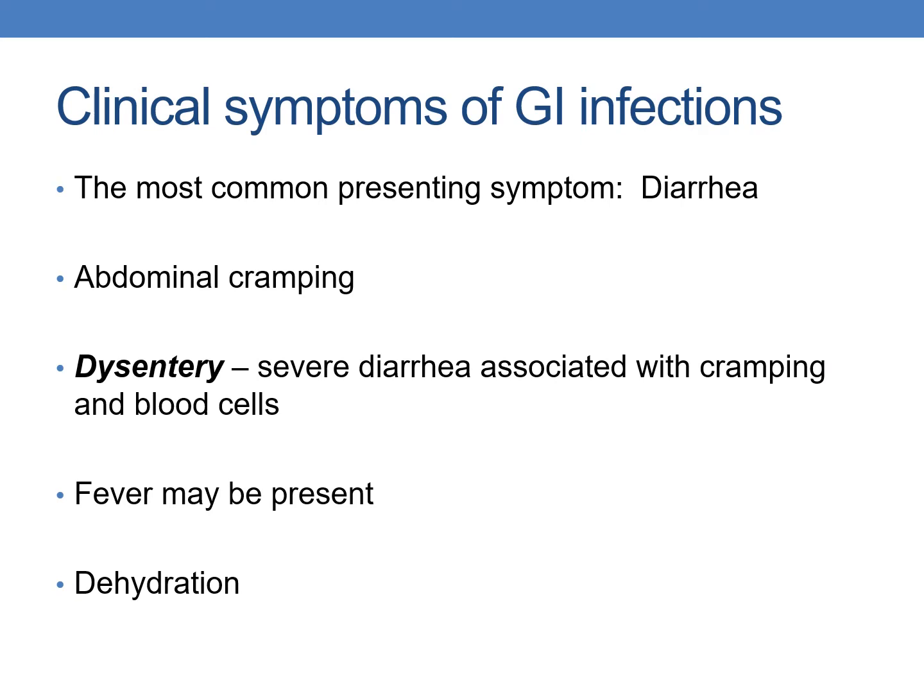And like I said, an infection of the gastrointestinal tract is a pretty common disorder, and there are a number of signs and symptoms that go along with it. Probably the most common presenting symptom is diarrhea, but that can also lead to dysentery, which is severe diarrhea associated with abdominal cramping and blood cells in the stool. We also have fever that may or may not be present, dehydration because of the lack of fluids, and also, what's not on this slide, other symptoms such as nausea and vomiting.